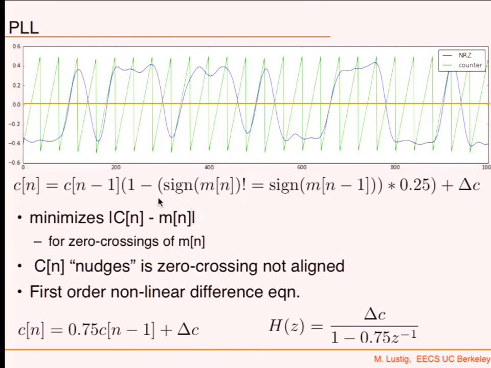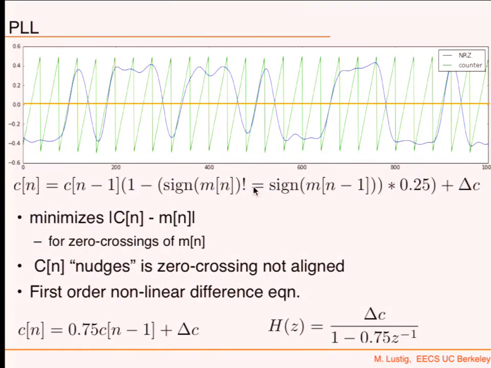If you think about this, the idea is that it minimizes basically the counter at n minus m of n for 0 crossings of m of n. So it's only for different places. It minimizes this difference. When this is a 0 crossing, then it minimizes that difference. This is what it tries to optimize. And basically, if the sign of that equals the sign of the previous sample, then I'm going to take 1 minus, for example, 0.25. So it would be A equals 0.75 of the previous counter, plus the delta counter.